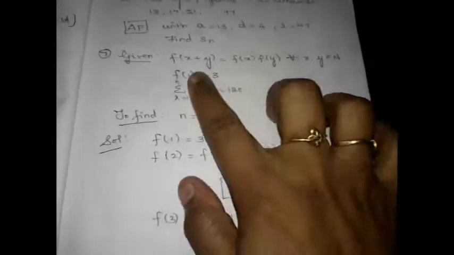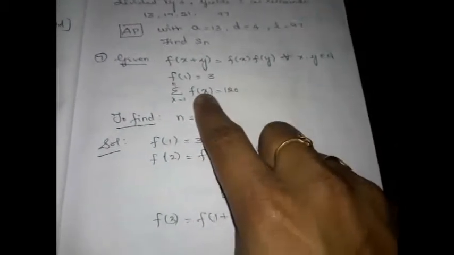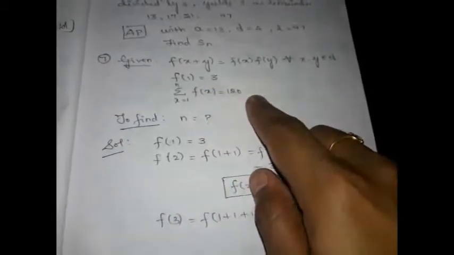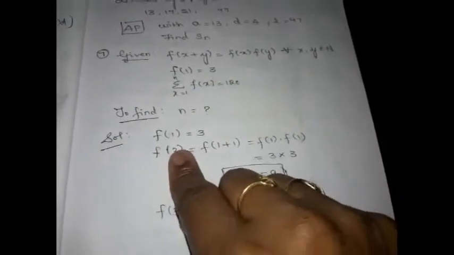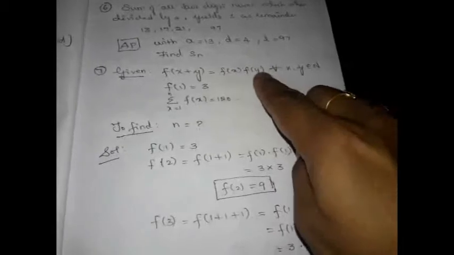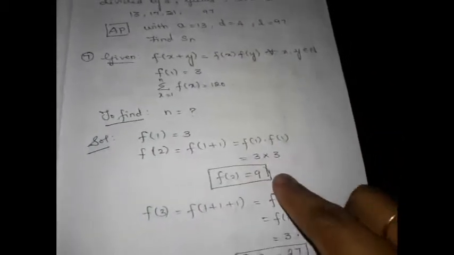See, here it is given f of 1 is 3. Now they have given f of 1 plus f of 2 plus f of 3 plus etc. f of n is 120. So for that we need to know what is our f of 2, f of 3, f of 4, right? So first let us find what is our f of 2. f of 2 can be written as f of 1 plus 1. Why do we need to express it like this? Because the definition is given in terms of the sum of two numbers only. So f of 2 can be written as f of 1 plus 1, which is going to be f of 1 into f of 1, which is 3 into 3, which is 9.